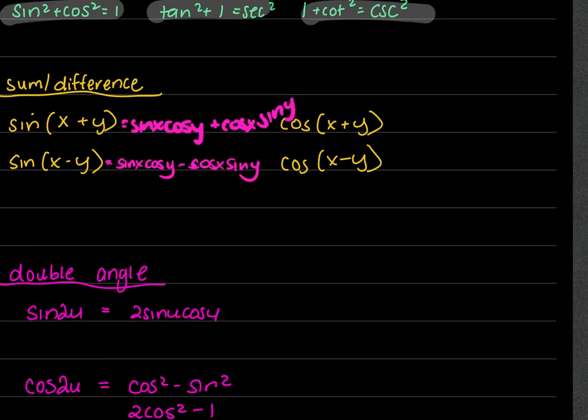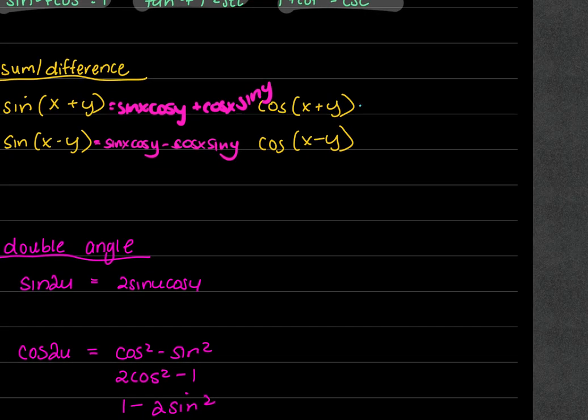And then the pattern for cosine is cosine, cosine, sine, sine. So cosine x, cosine y. Change your sign. Sine of x, sine of y. This would be cosine x, cosine y, plus sine x, sine y.